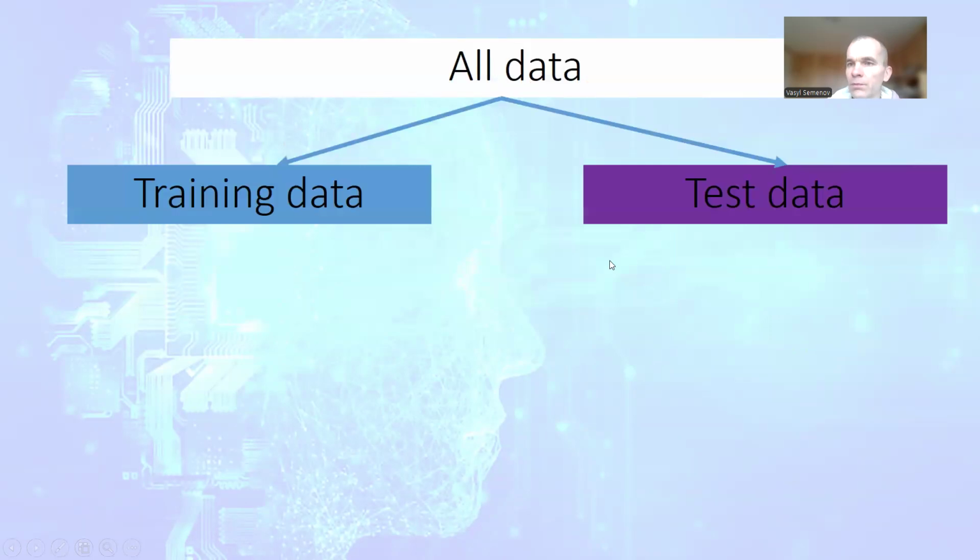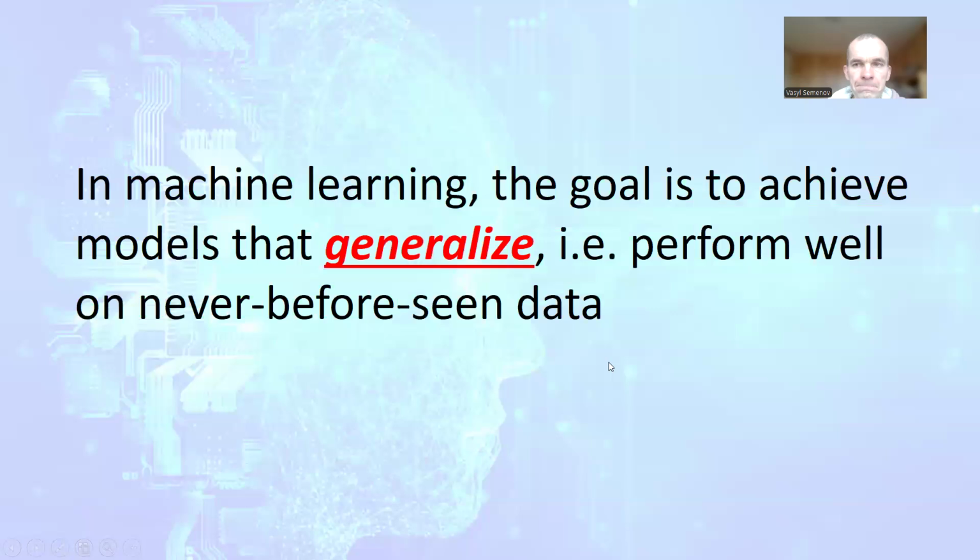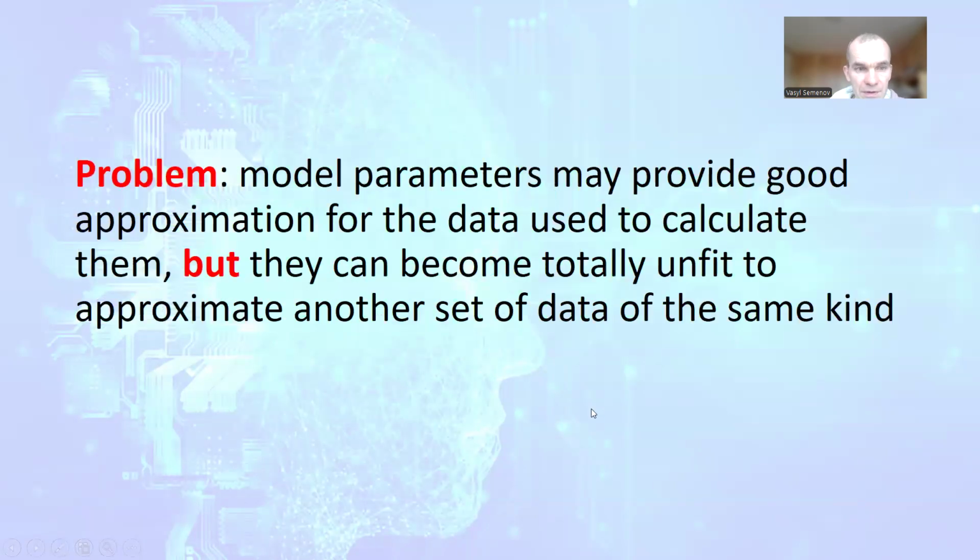So first of all, as in all learning algorithms, we must divide our data into the training and test data. So the goal in machine learning, generally, is to construct algorithms and models that generalize. They perform well on never before seen data. So we must train our model on some part of the data and test it correspondingly on the independent subset.